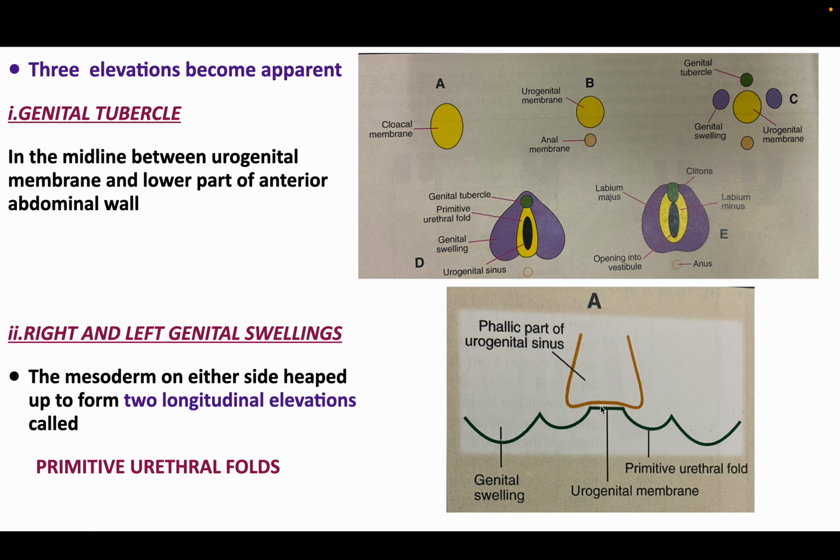Now what is happening next to it? So if we see this section, coronal section, so these are the genital swellings. Now this is a urogenital membrane. In between this, the mesoderm on either side heaped up to form the two longitudinal elevations called as primitive urethral fold.